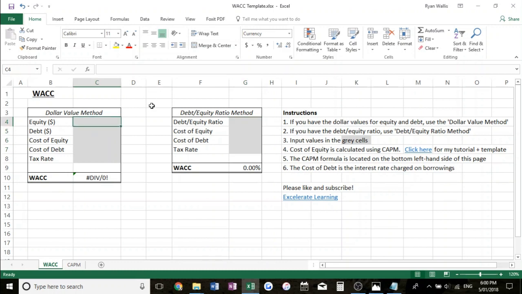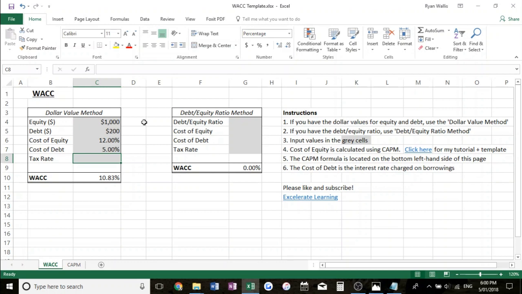So let's just come up with a fictional business. We'll say it has $1,000 of equity and $200 of debt, with a cost of equity. Remember, we need to use the CAPM to find this. I'm just going to use some random rate, let's say 12%, and the cost of debt, which is the interest rate charged on borrowings of the firm. So it can be their bonds or loans they might have with the bank.